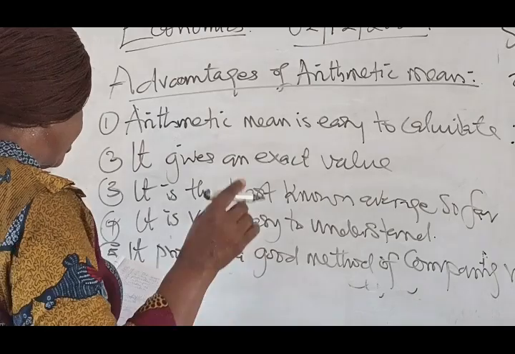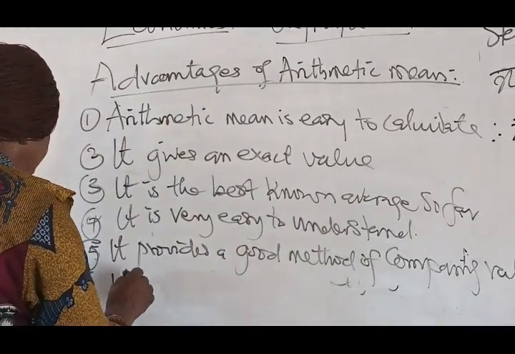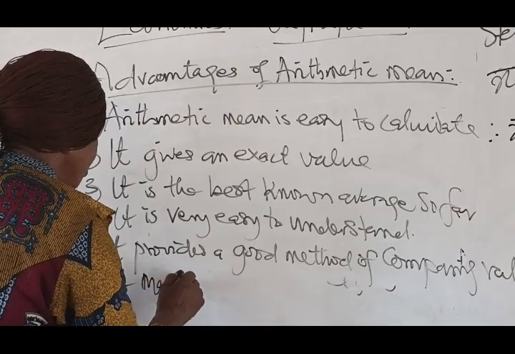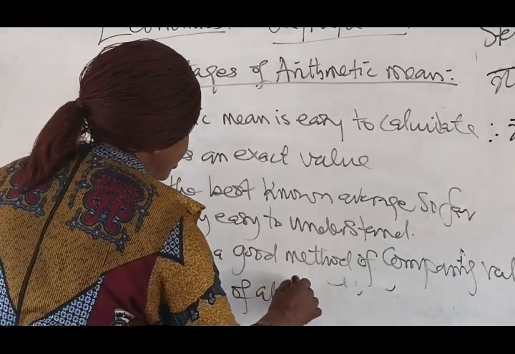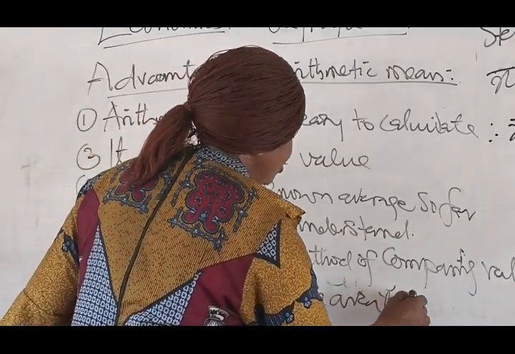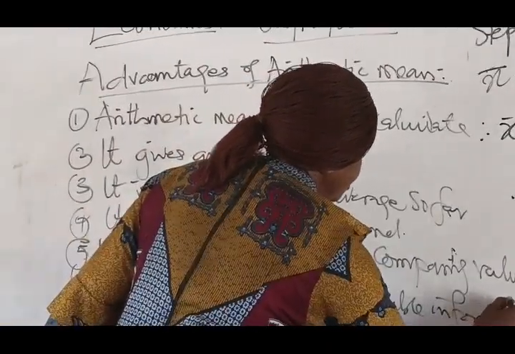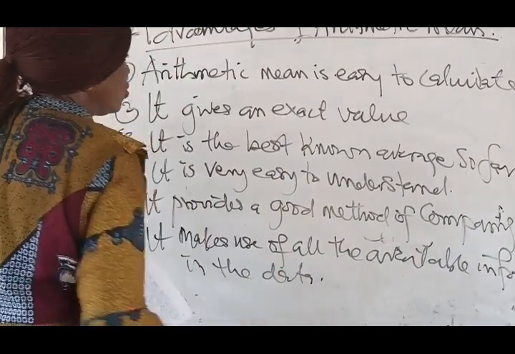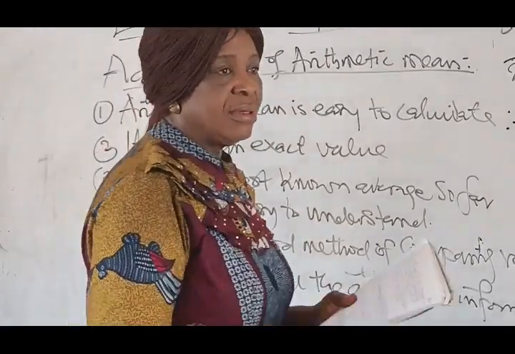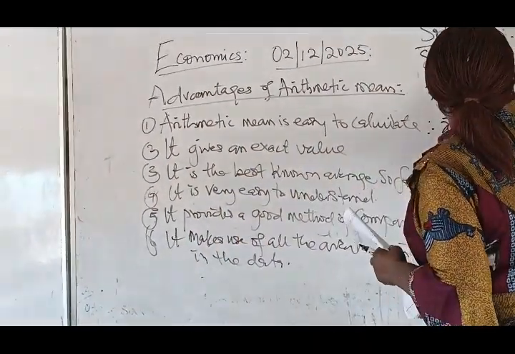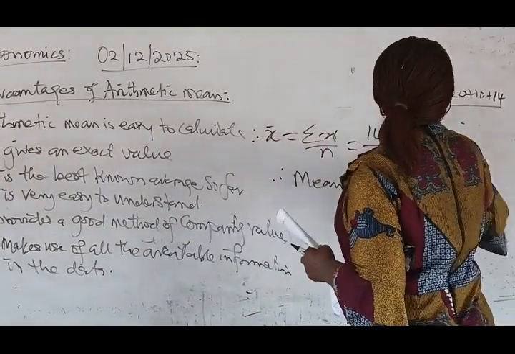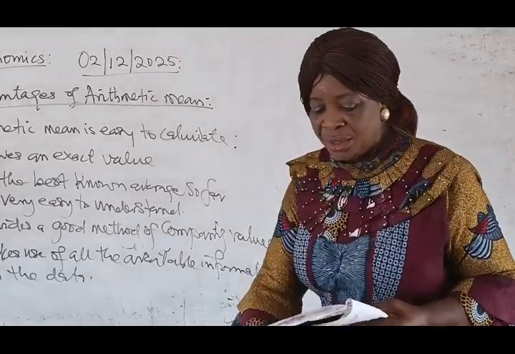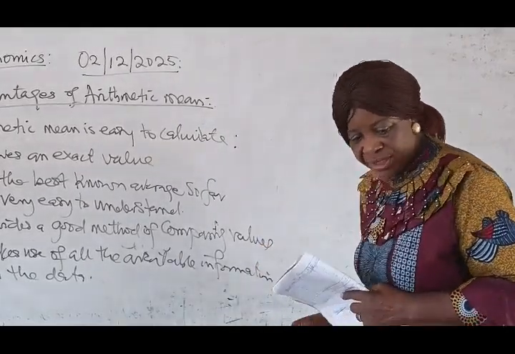And the last one there is that arithmetic mean makes use of all the available information in the data. So these are the advantages of the arithmetic mean. And we are told that anything that has advantages also has some disadvantages. So here we have the disadvantages.